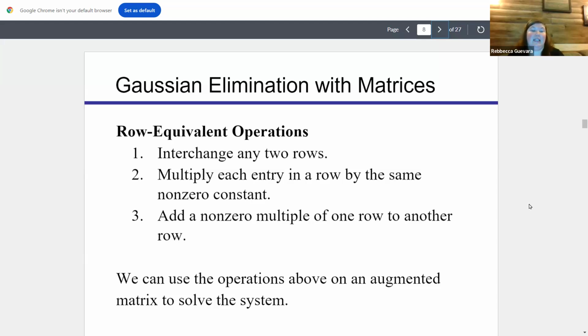We can add a non-zero multiple of one row to another row. Once again, like our elimination method, we're adding equations. Every time we talk about a row, we're talking about a linear equation. So we can use the operations above on an augmented matrix to solve the system.